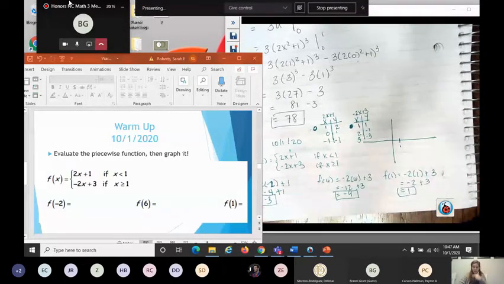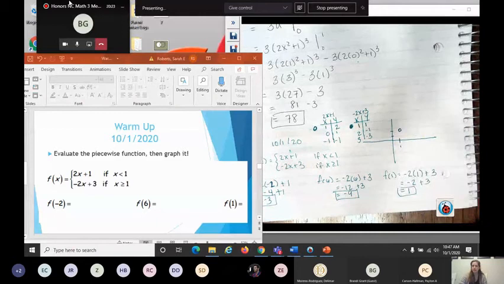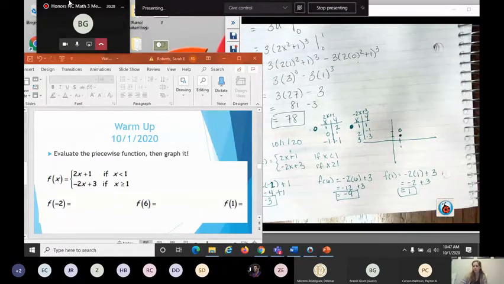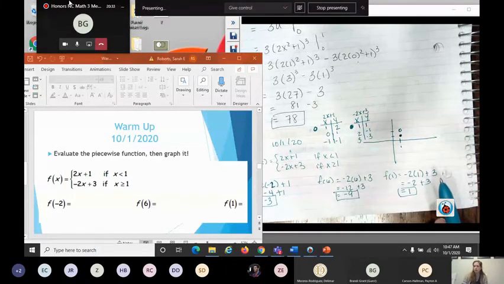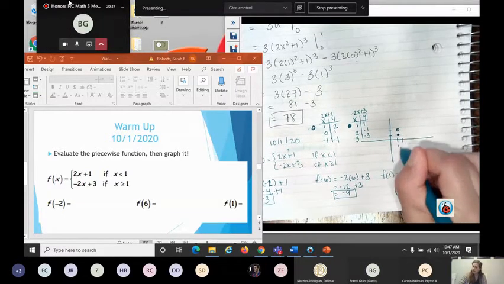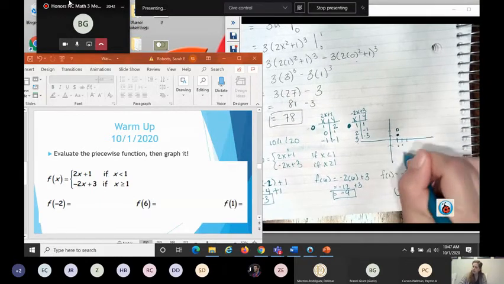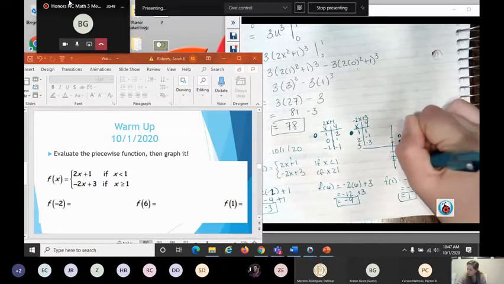So then I can plot these. I know I should have an open circle at 1, 3. I know I should have a closed circle at 1, 1. Okay, those are the first 2 points on each of my tables. And then I have a point at 2, negative 1, and a point at 3, negative 3. Okay, so I should have a line coming down kind of like that.